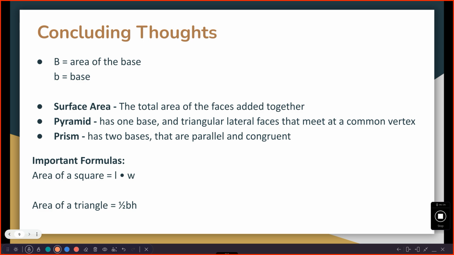All right, so just some concluding thoughts. Capital B is the area of the base. Lowercase b is base. Surface area is the total area of all of the faces added together. A pyramid has one base and a whole bunch of triangular faces that meet at a common vertex. A prism has two bases that are parallel and congruent to each other. And just some important formulas: the area of a square is length times width; the area of a triangle is 1/2 base times height.